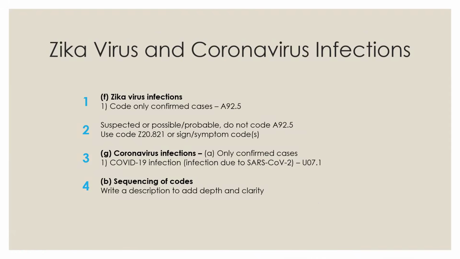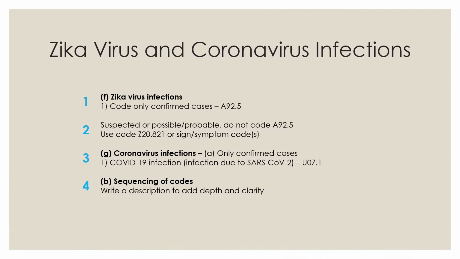With the Zika virus infections, we also have a couple guidelines that must be followed. Number one, we need to make sure that we code only confirmed cases. If there is a confirmed case of the Zika virus, you will use A92.5 as documented by the provider. Again, this is an exception to the hospital inpatient guideline section 2H. And again, as stated previously, confirmation does not require the type of test performed. The provider's diagnostic statement that the condition is confirmed is sufficient.